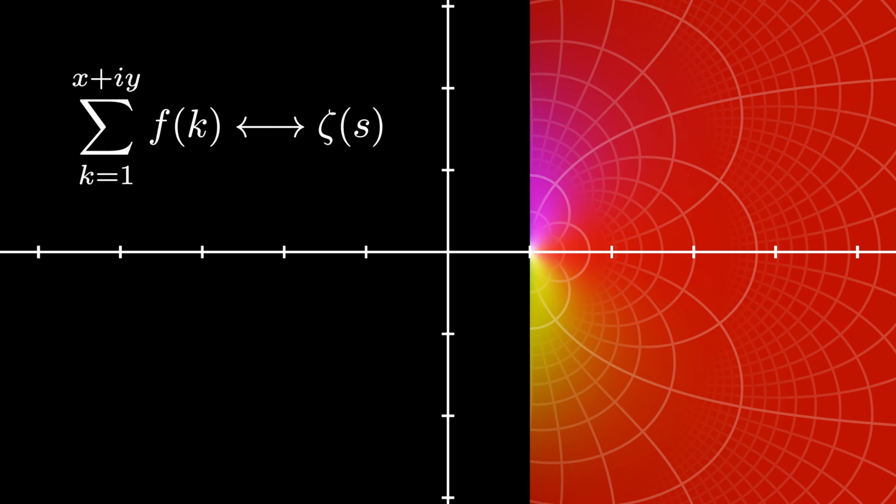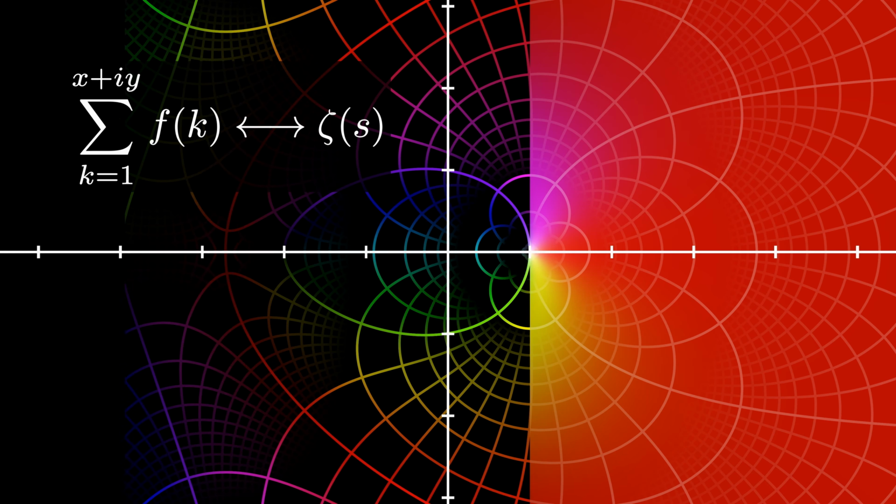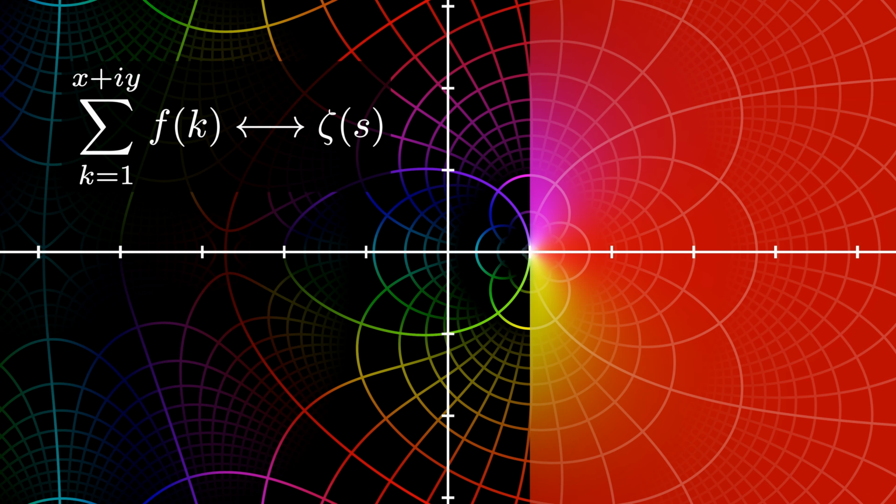This connection will give us an explicit way to extend the zeta function to the rest of the complex plane, and it'll fully explain the function's behavior at the negative integers.